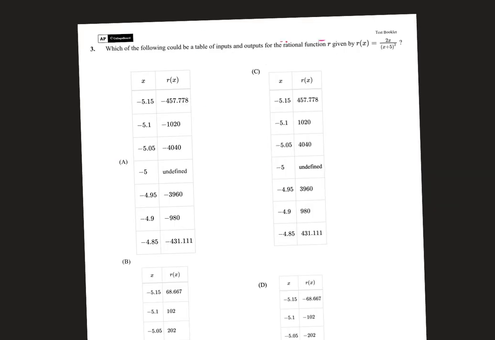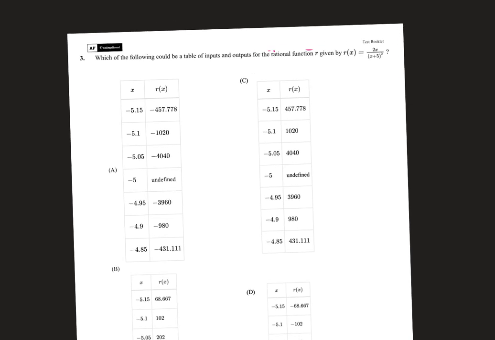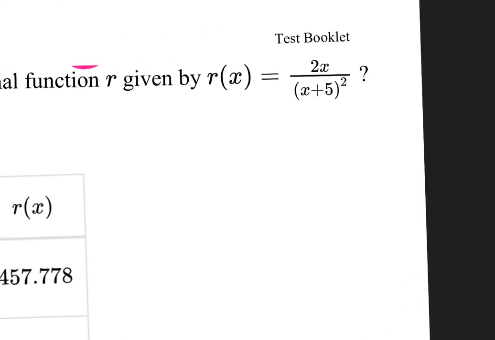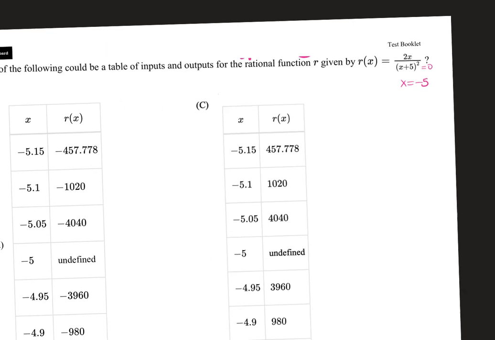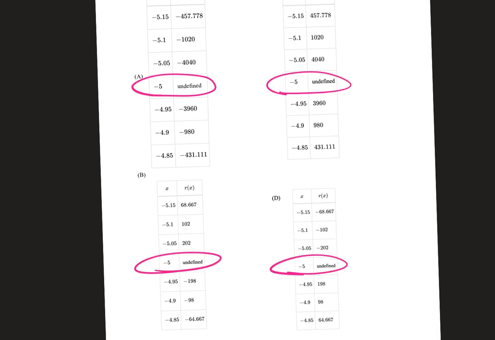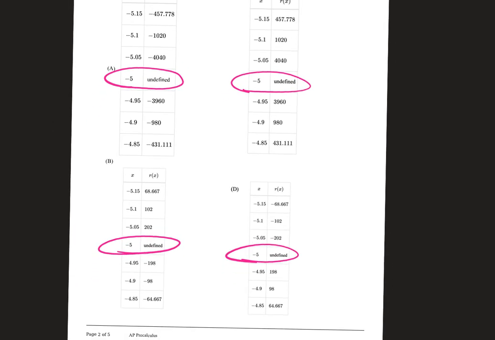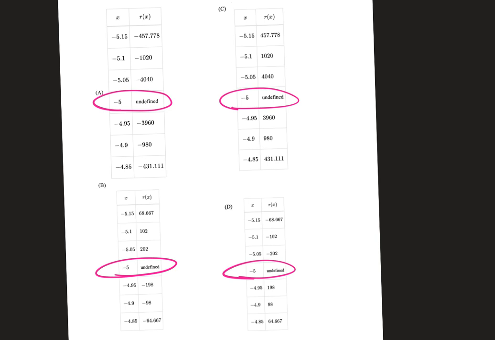All right, 3, I just copy pasted the question at the top. It says, which of the following could be a table of inputs and outputs for the rational function of r given by 2x over x plus 5 squared? So nothing would simplify. This would give you a vertical asymptote at -5. So the first thing I would do is check that, make sure that -5 is undefined, which it is. So that could help you eliminate, not in this case, but it could help you eliminate moving forward.